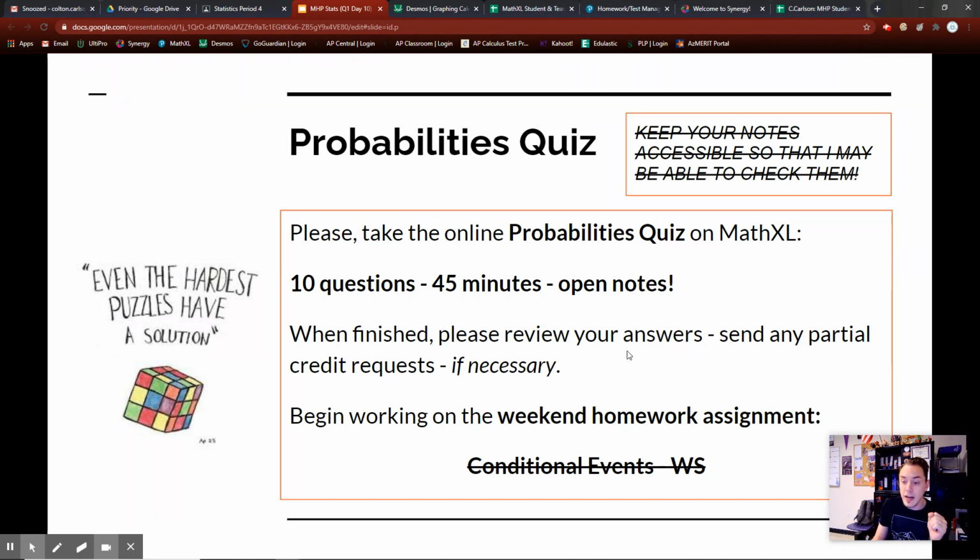Remember to review your answers at the end. Send any partial credits to me if necessary. If you do not send me any email, I'm just going to take the grade as Math Excel gives it. But that's a shame because some of you actually get really close to the answer and probably could get more credit than what Math Excel actually gives you. So don't let that happen to yourself. Just review your answers and see if you can get some partial credit on some of them.